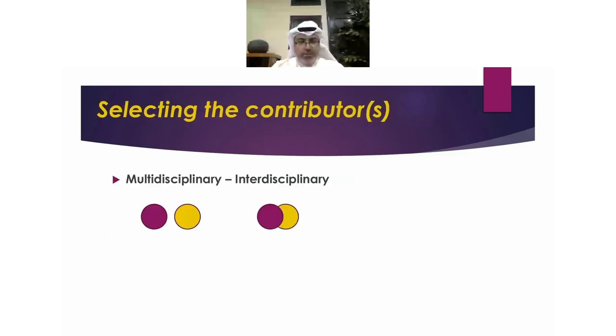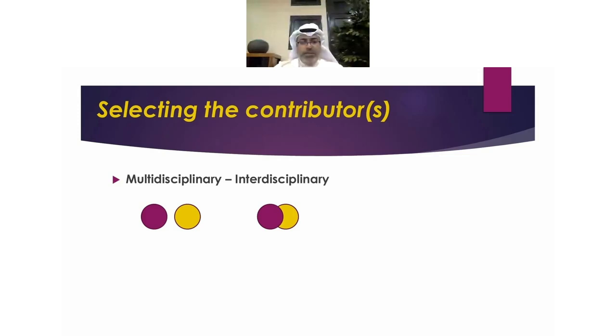Okay, now how to select the contributor, on what basis? You can select the contributor based on the idea of the project. If you are a chemist, for example, and you have a project that involves some biology application, that means you need a multidisciplinary collaborator, someone away from your field, from the biology department, to be a co-investigator or contributor.